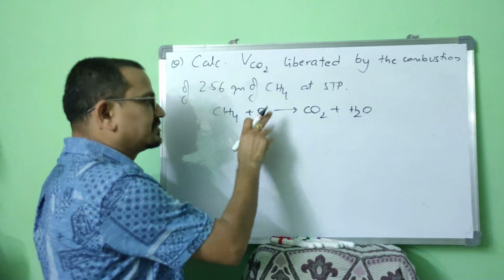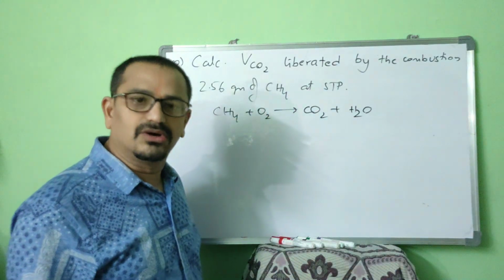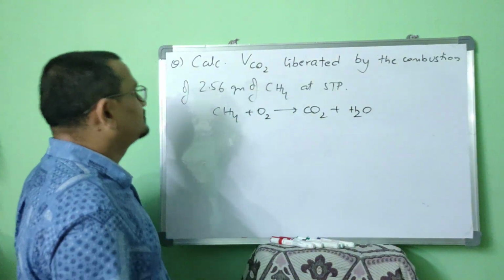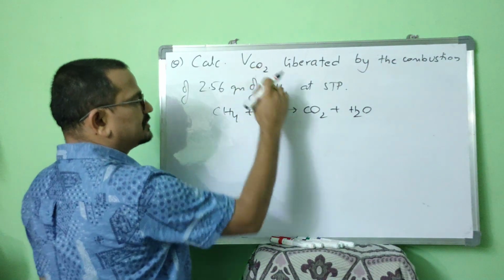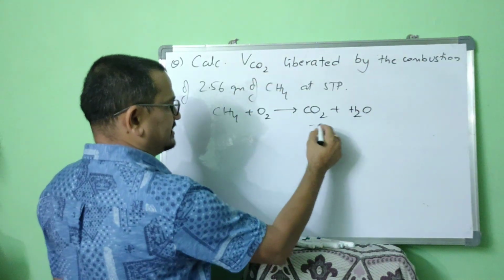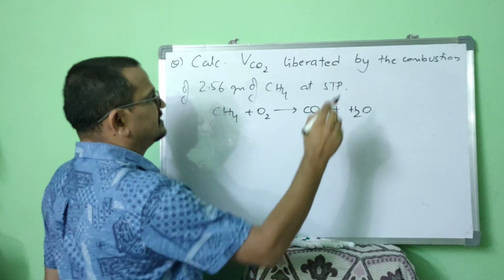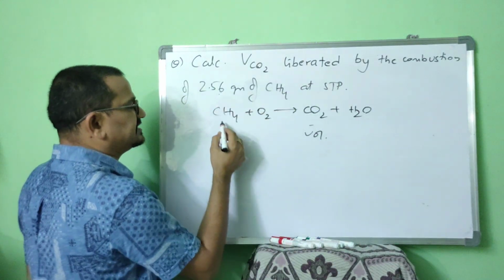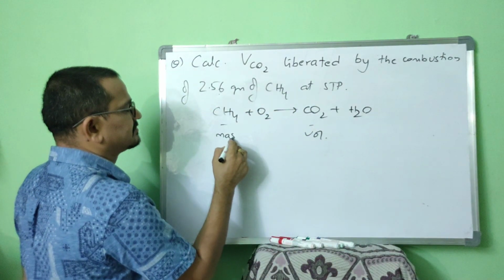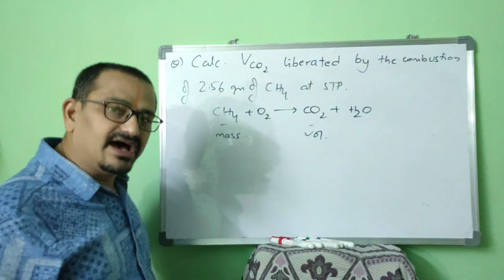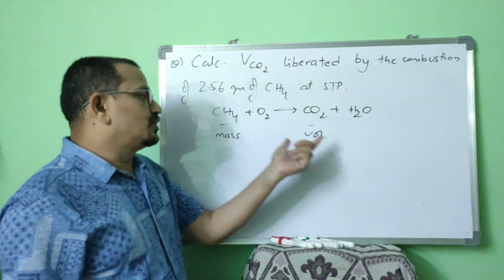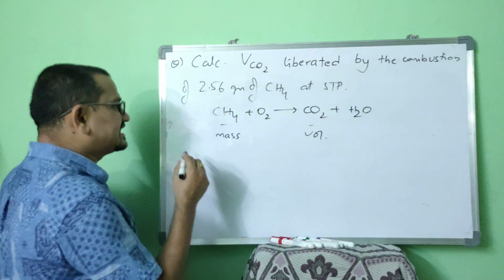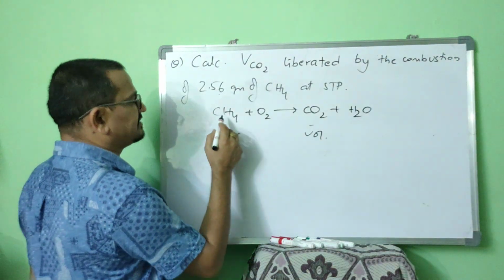Any hydrocarbon on combustion gives carbon dioxide and water, you are aware of that point. Now, the volume of CO2 required or liberated, this volume we have to deal with by the combustion of so many grams of methane. This mass we have to deal with. So now we have to find the mass-volume relation. As per the equation, is it balanced? We have to check immediately.